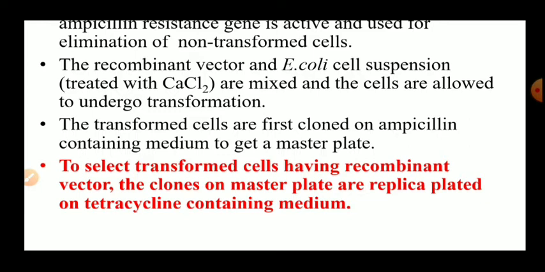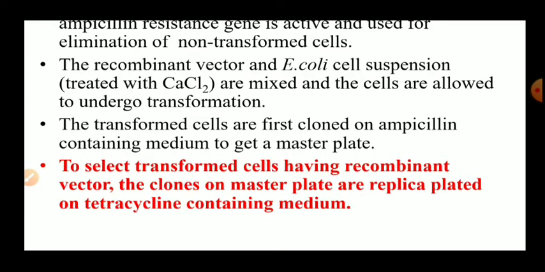What we do is, we have an E. coli culture treated with calcium chloride so that the cells are permeable. In the second tube, we have the recombinant plasmid, that is the pBR322 plasmid containing a foreign gene inserted inside it, say for example, the insulin gene. Now this recombinant plasmid is mixed with the treated E. coli cells and the cells are allowed to undergo transformation. Once the transformation process is over, we plate the cells so that the cells grow and we can identify the transformed cells.